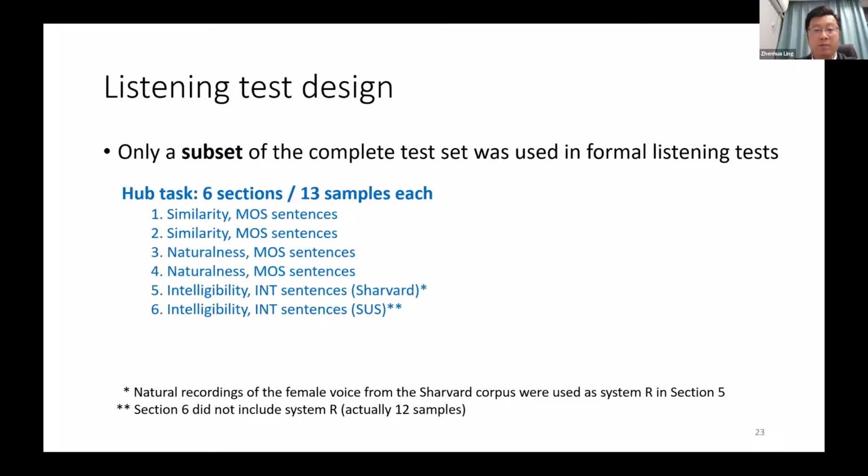It should be noticed that we didn't have the natural recordings of the training set speaker for the shaved sentences. So we use the natural recording of the female voice from the shaved corpus as the reference system R in section 5. In section 6, we didn't include system R because we didn't have any natural recording of these sentences.